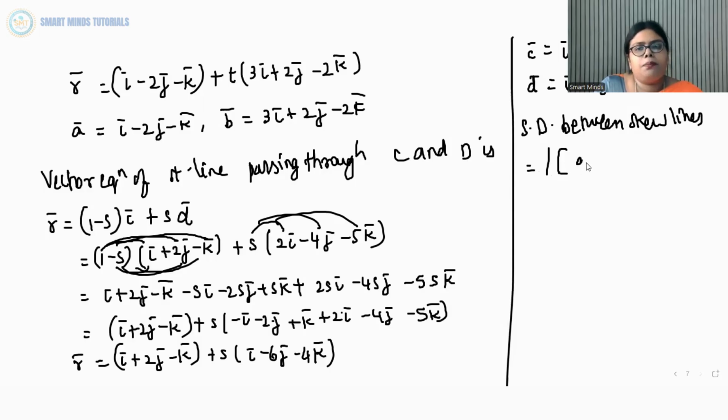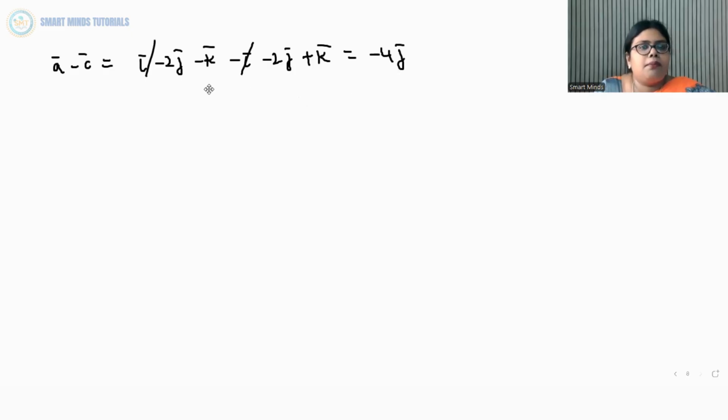What is shortest distance between skew lines formula? Mod scalar triple product of A bar minus C bar, B bar, D bar by mod B bar cross D bar. Okay, so first we will find A minus C. So what is A minus C? A minus C is I bar minus 2J bar minus K bar. This is A bar vector. And for C bar vector, let us just change the signs because we have minus C. So minus I bar minus 2J bar plus K bar. That is minus 4J bar. Because I bar cancel. K bar minus K bar cancel. Minus 2J is minus 4J bar.